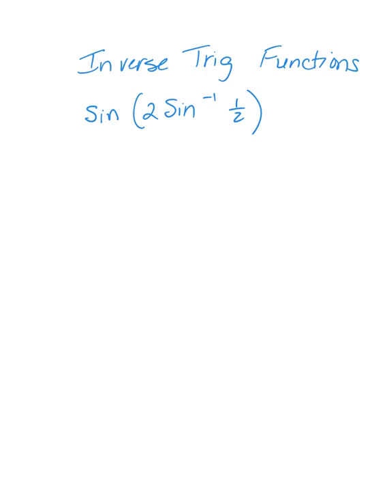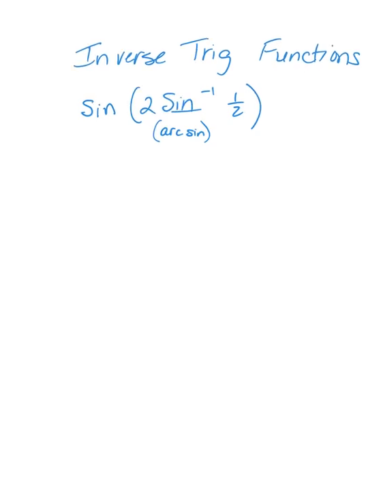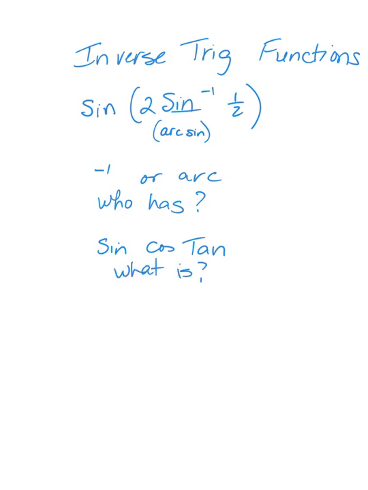All right, when you see sine -1 or arc sine, they're both the same. They both mean the same thing, okay? So they're interchangeable. Some of your problems are going to say arc on it, and some will have the -1. They mean the same. Whenever you see anything to the -1 or arc, one of the trig functions, arc sine, cosine, you're going to say, who has? And when you see a plain sine, cosine, and tangent, you're going to say to yourself, what is?